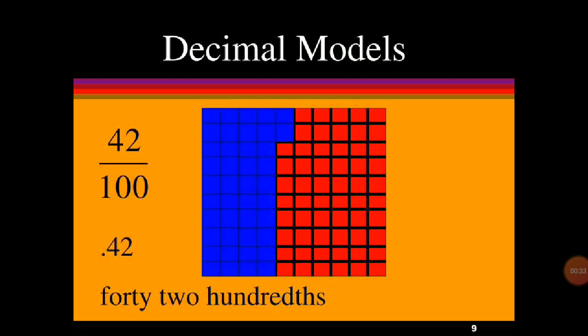For example, 42 hundredths, that means 0.42. Here again, out of 100, 42 parts are shaded and they are indicated in blue color. So it is written in fraction as 42 upon 100 and in decimal form it can be written as 0.42.